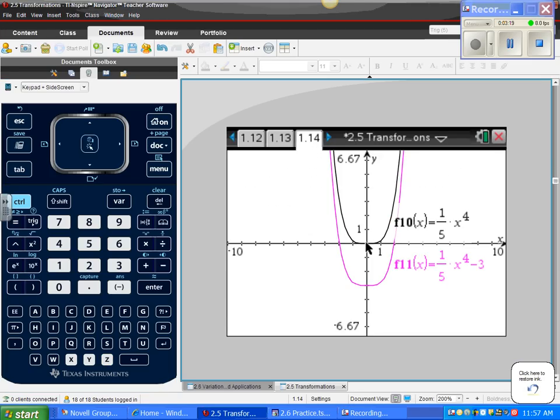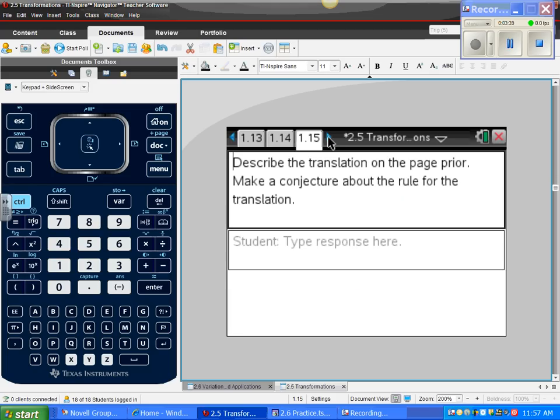Okay, so this next one, I've got my function 1/5 x to the 4th. And this time I'm subtracting 3. So if I subtract b, some value of b such that it's greater than 0, what happens to my function? So again, describe the translation and make a conjecture about the rule for the translation. So what do you think that general rule is?